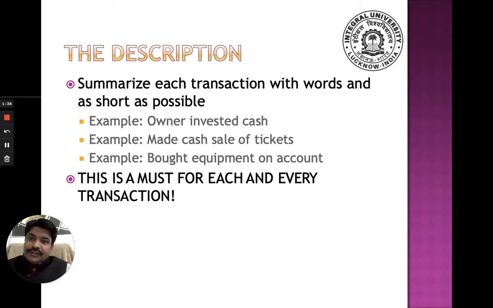We can explain it a little bit further. The narration summarizes each transaction in words, as short as possible. For example: owners invested cash, made cash sale of tickets, bought equipment on account. This is a must for each and every transaction.